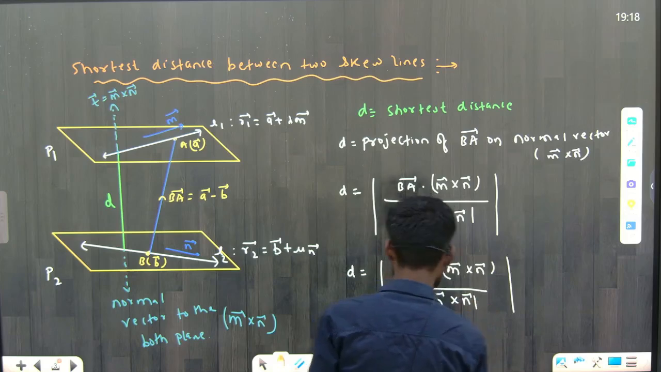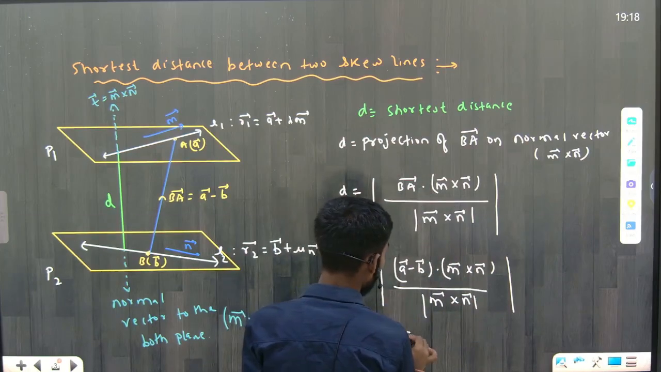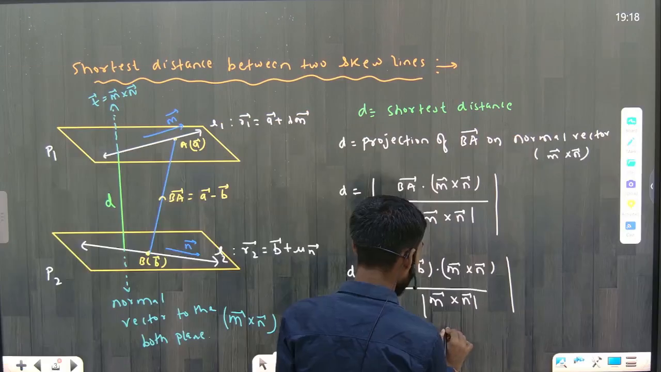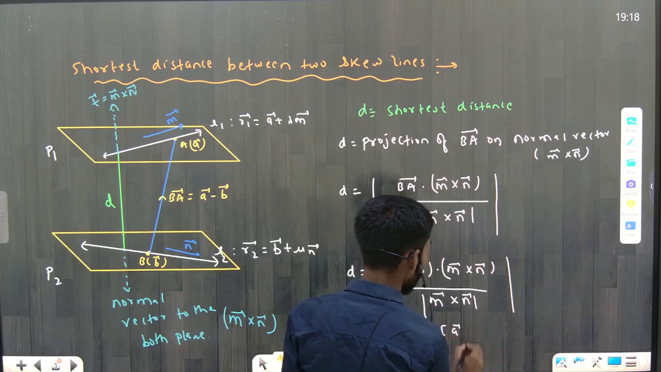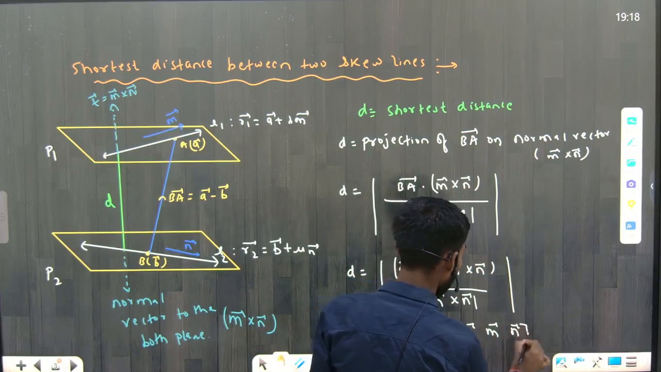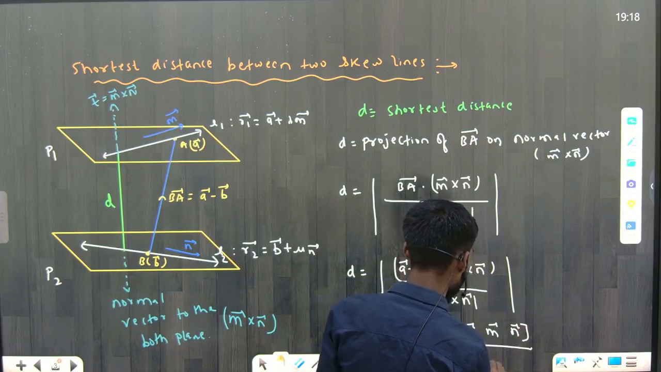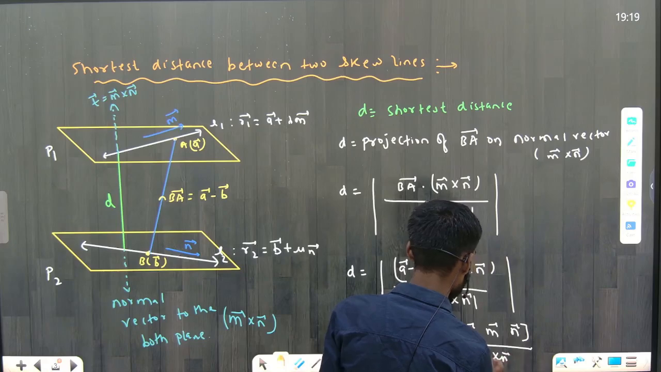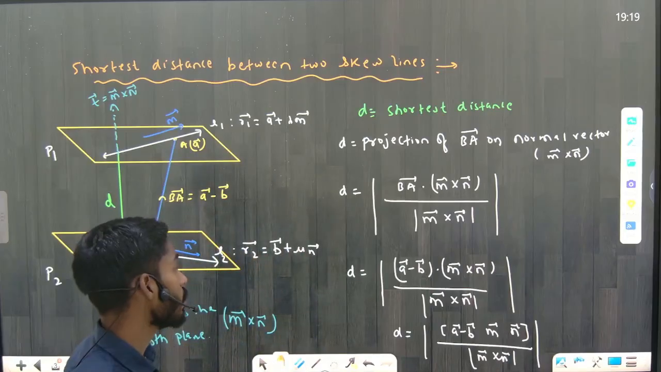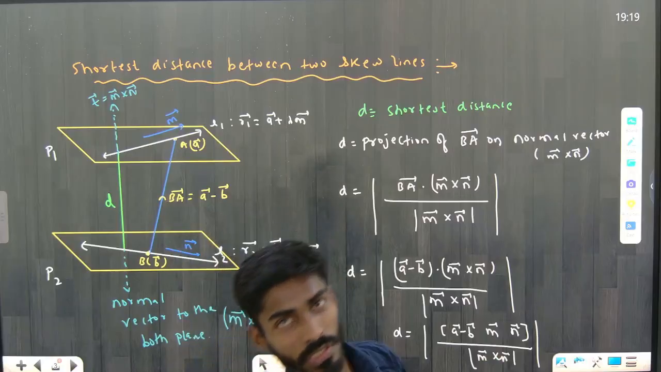And we can also write this as the box product of a vector minus b vector, m vector and n vector, divided by magnitude of m cross n. This is the formula to find the shortest distance between skew lines.